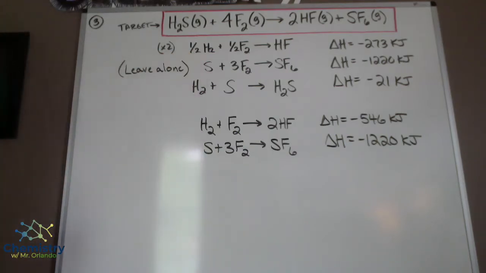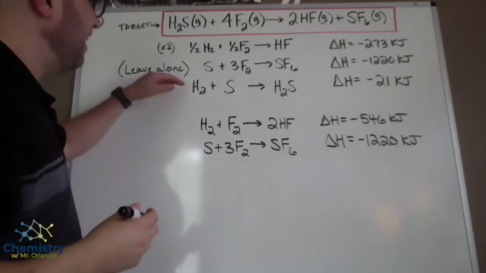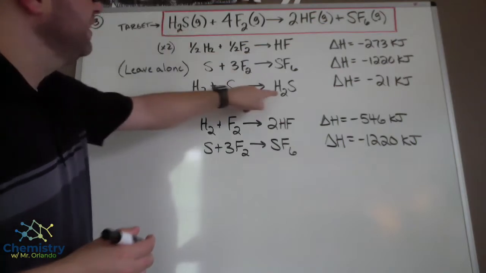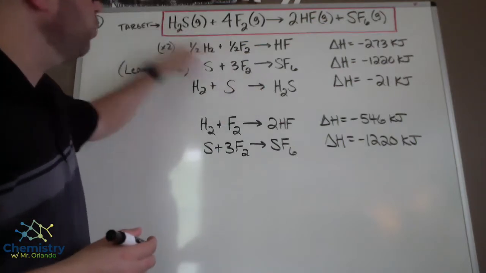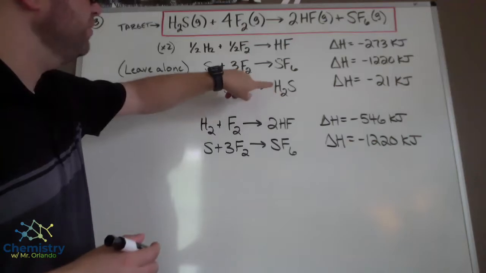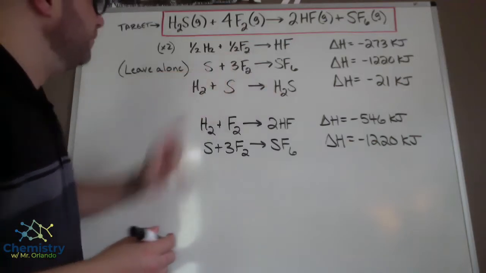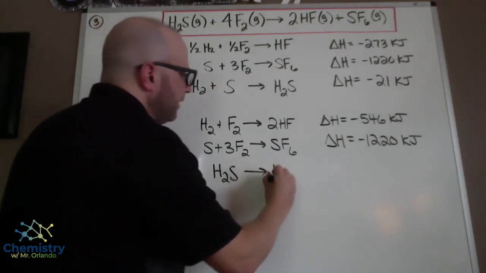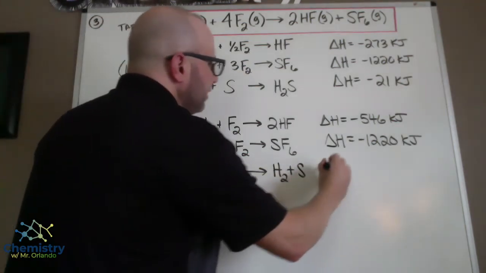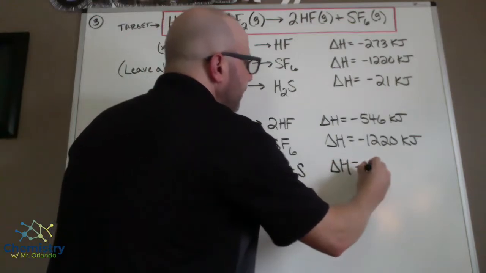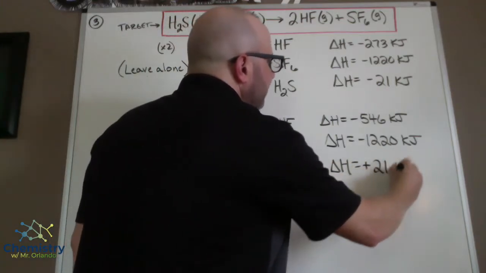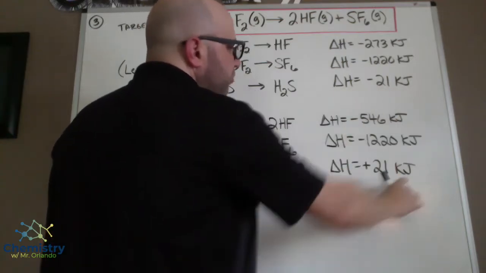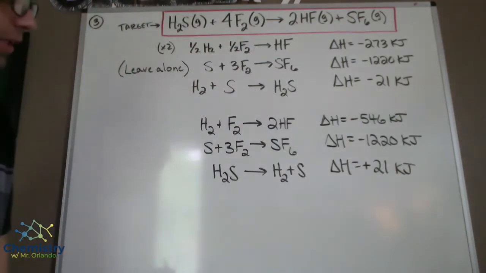And then finally, looking at my last one, I have H2S over here. It has the correct coefficient, 1, but it's on the wrong side. So I'm going to take this entire equation, I'm going to flip it around. So I'm going to get H2S goes to form H2 plus S. And because I flipped the equation around, I changed the sign on delta H. So it was negative 21 kilojoules. It is now positive 21 kilojoules.